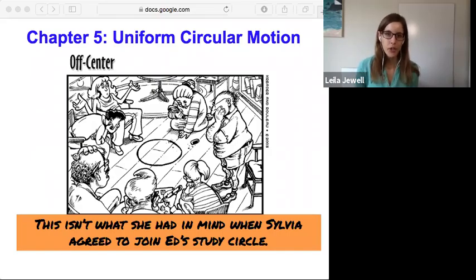Chapter 5, Uniform Circular Motion. So here we're going to take a closer look at what it means to be moving in a circle.